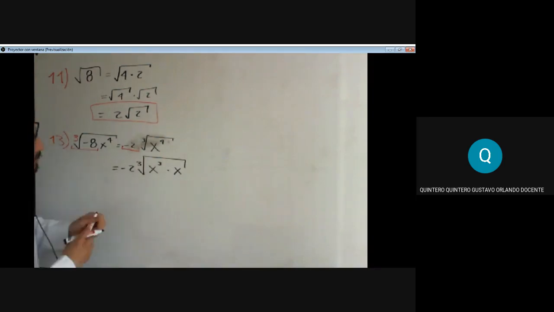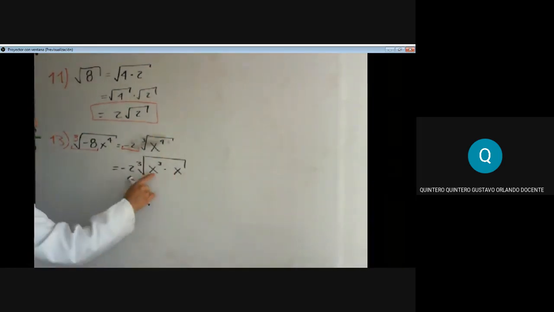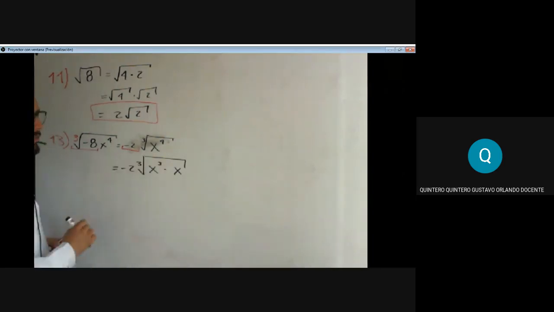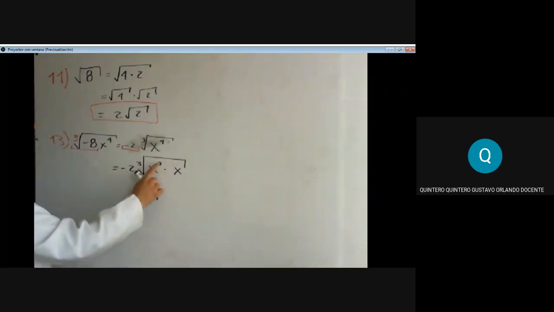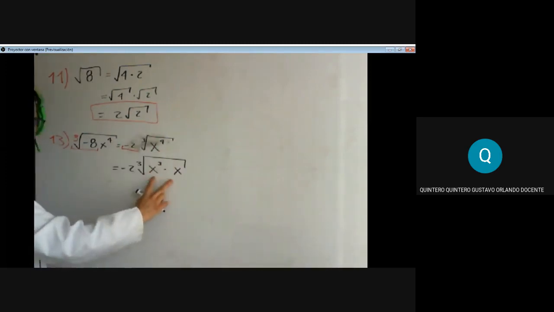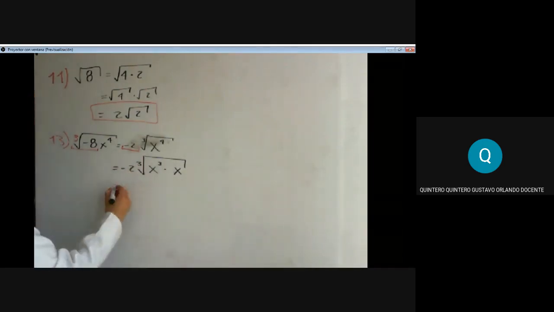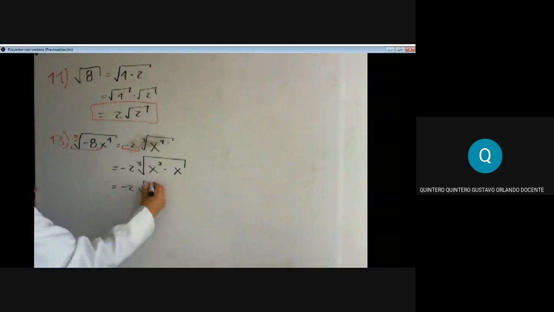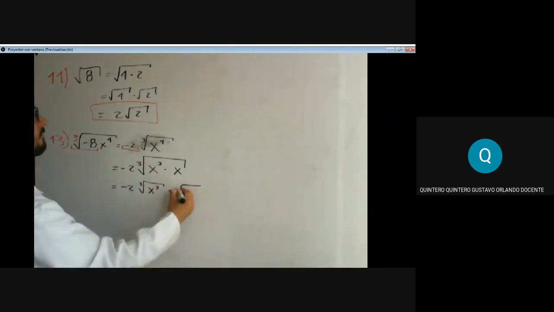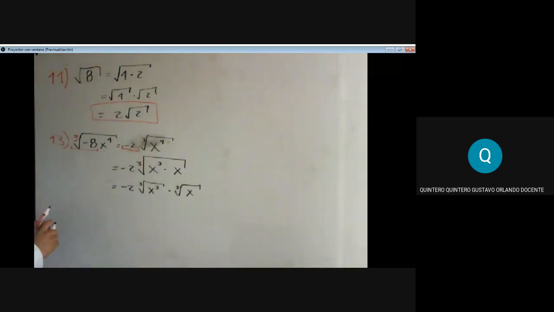And if you were to multiply these two, if you were to do this multiplication of exponents, you will need to leave the same base, that makes it an x, and then add the exponents. 3 plus 1 is 4. So we are changing the first thing into a second, but they are the same, right? And now we can distribute the roots. This is -2 times the cubic root of x to the 3 times the cubic root of x. We just distribute the roots.